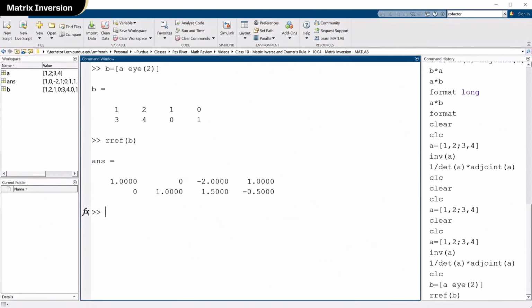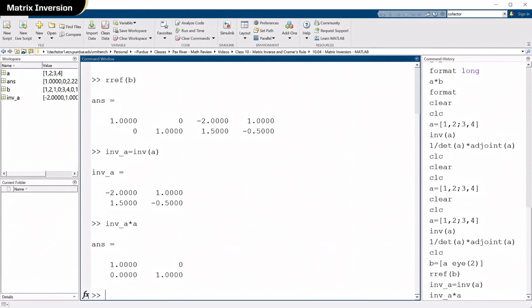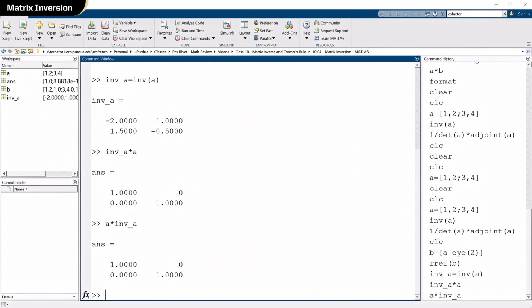So how can we be absolutely sure that we've inverted A correctly? Well, it's pretty likely that MATLAB got it right, but let's just go through the motions here and make sure. I'm going to make a variable called inv underscore A. I'm very sure that there's no command with that name, so that's okay. There we go. So if I multiply inv A times A, I better get the identity matrix. And I do. So what happens when I do this in the reverse order? I also get the identity matrix.